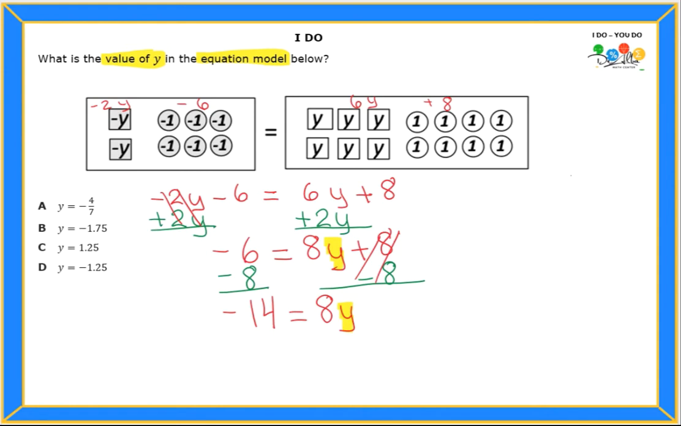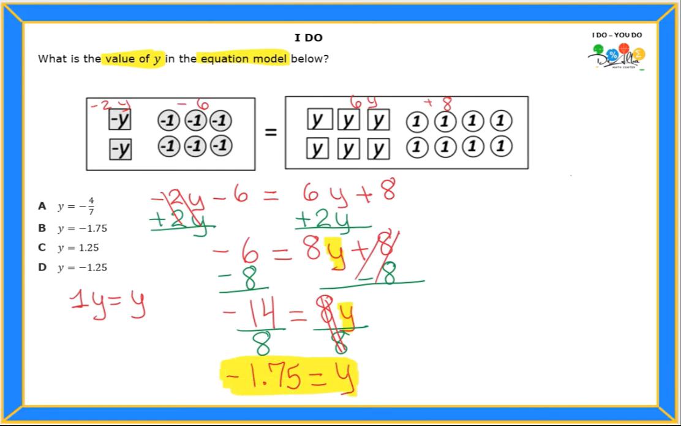So I need to get rid of that 8. And that 8, it's multiplying the y. The opposite of multiplying, it's dividing. So I'm going to divide by 8. Okay? So what's going to happen to the 8 over 8? It equals 1. But 1y is the same as y by itself. So I'm just going to write down the y by itself. Okay? And negative 14 divided by 8 gives me a negative 1.75. And that's my y value.